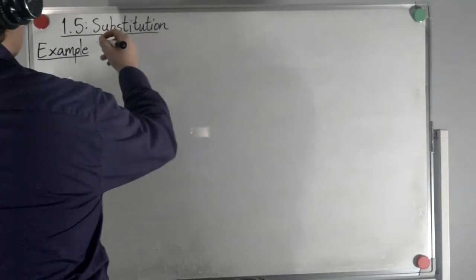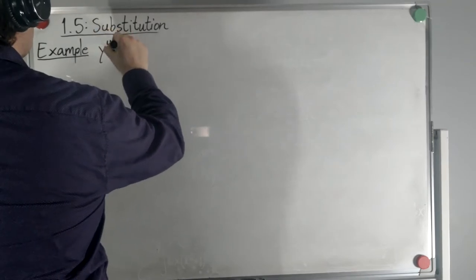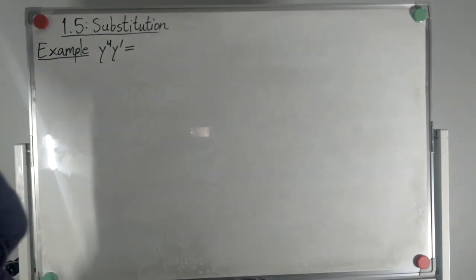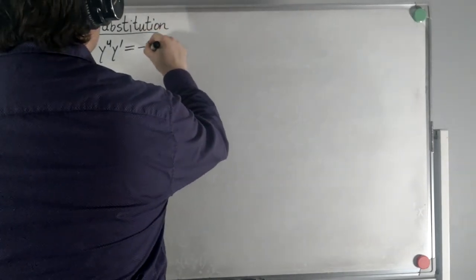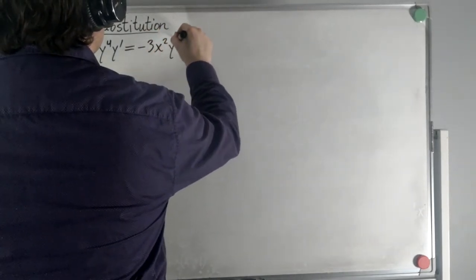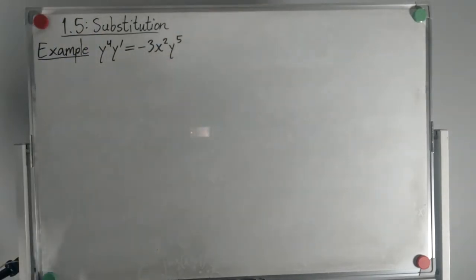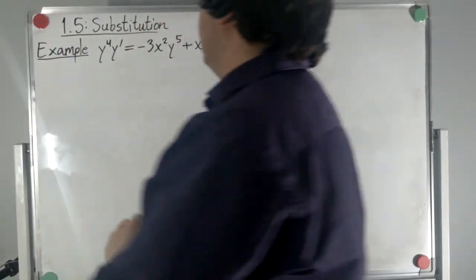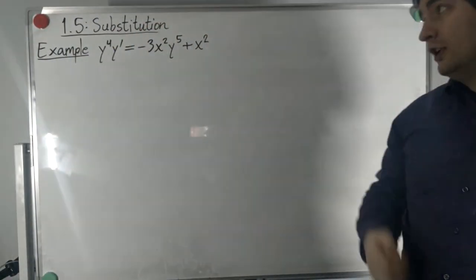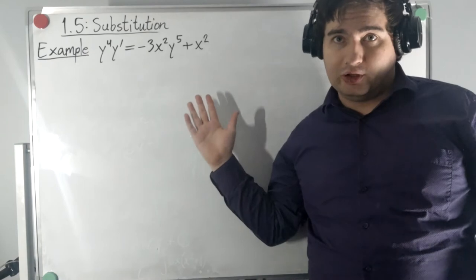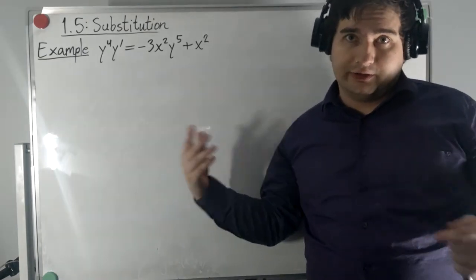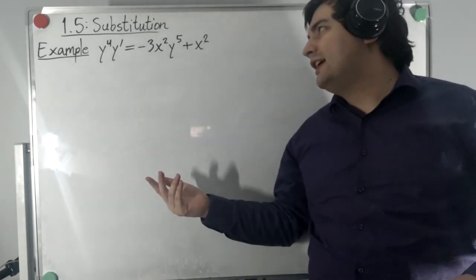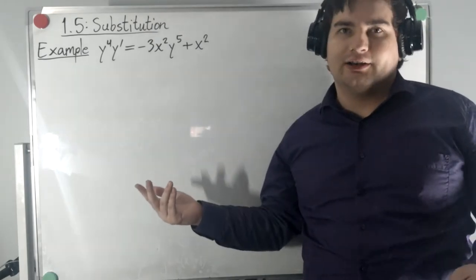This one is y to the fourth y prime equals negative 3x squared y to the fifth plus x squared. Again, it's not separable or linear. So the first thing that, well, I guess it's not immediately obvious that it's not linear.